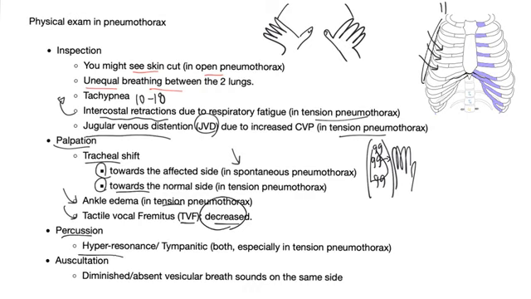Percussion. You'll find hyperresonance in both tension and spontaneous, especially in tension. And I don't like to say tympanic because I reserve this for the stomach and for the abdominal exam. Auscultation, baby. Diminished or absent. Again, something is obscuring the lung field.